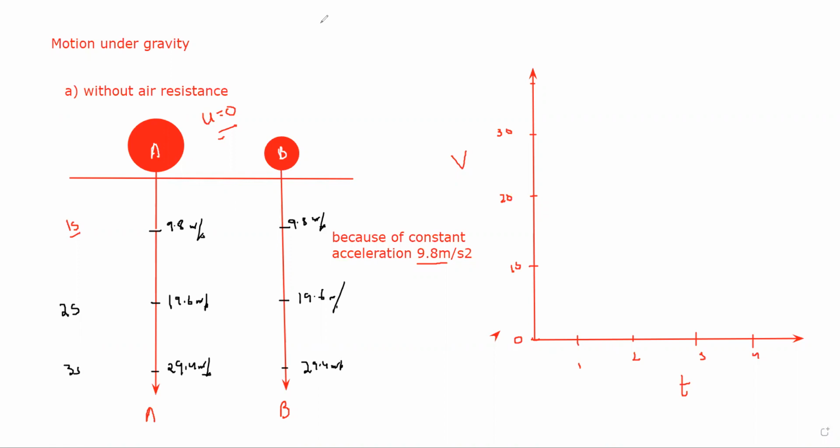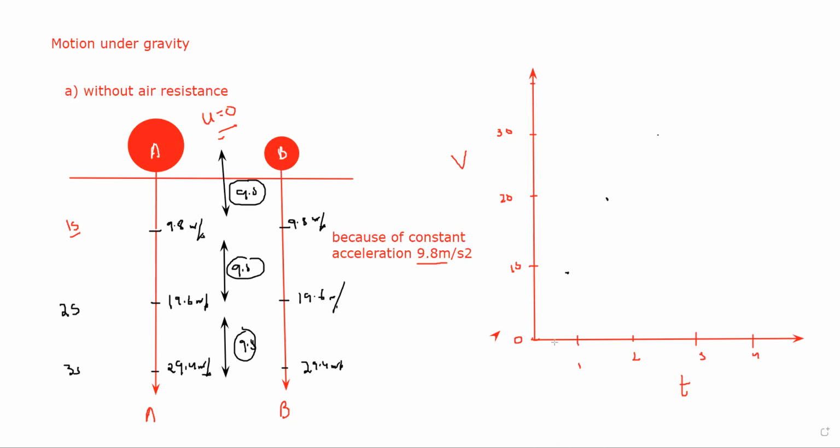When we calculate the acceleration from first to second, or from second to third second, we will find that there is a constant change in speed with respect to time. So they have constant acceleration. So when we sketch this result, after 1 second it is 9.8. After 2 seconds, it is 19.6. After 3 seconds, it will be 29.4.